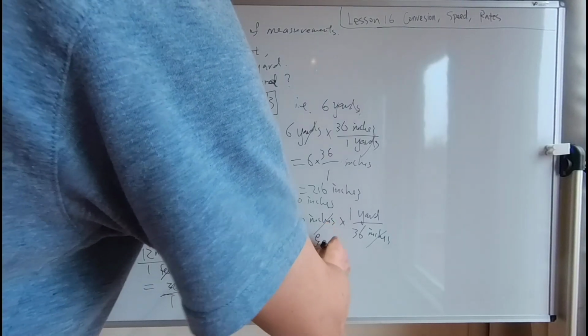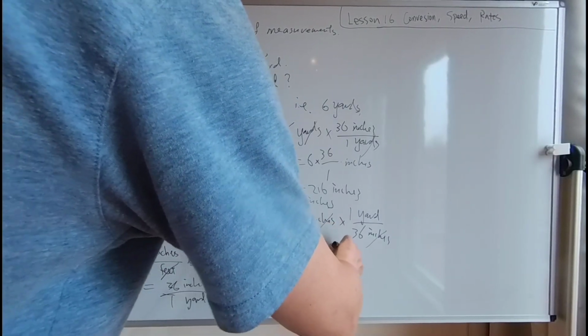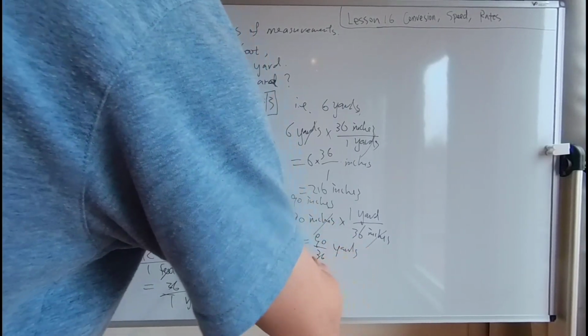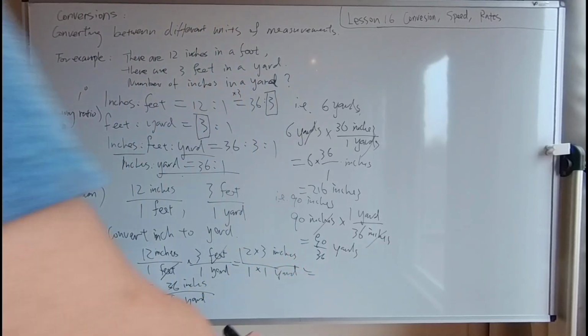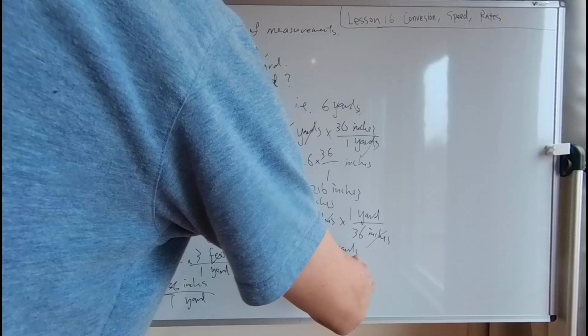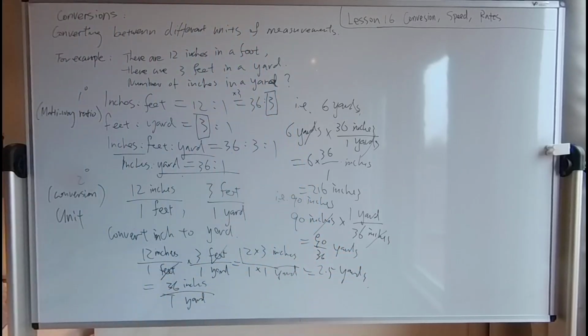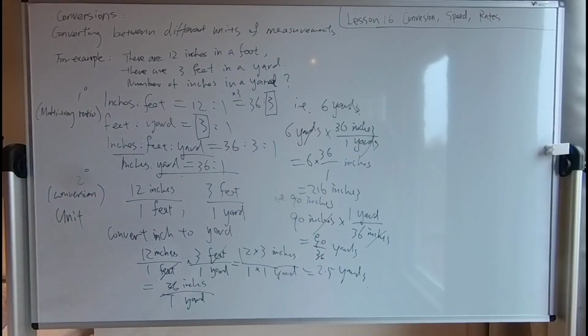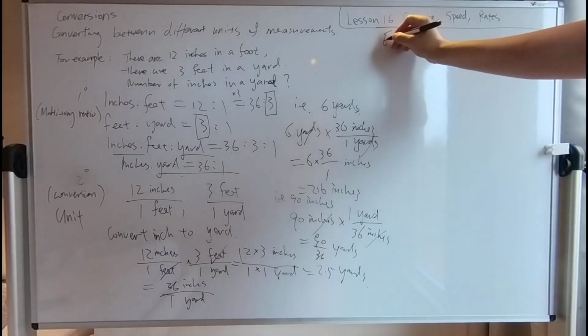So it's 90 over 36 yards. And of course, if you simplify, that is 2.5 yards. Okay. So let's see another example.